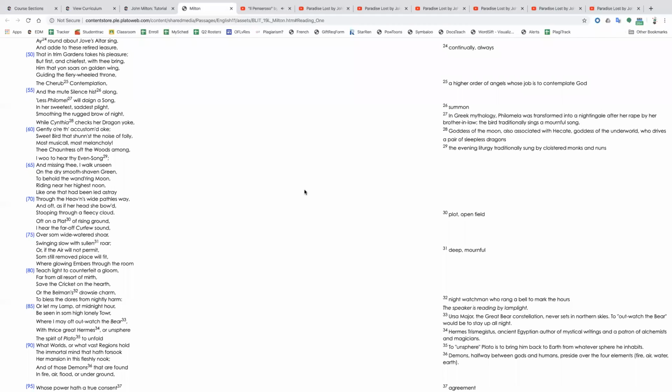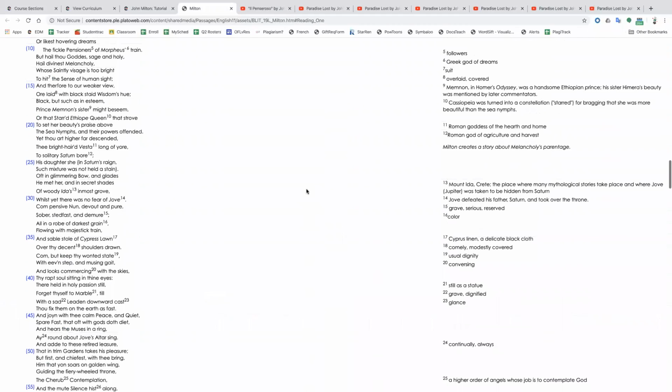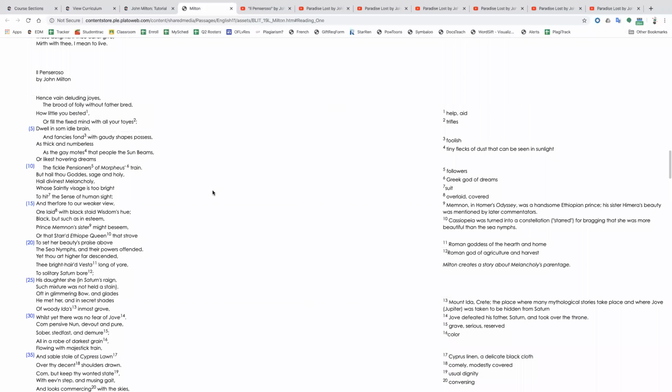Okay, so we can just look at some of the words that we have in here. Right here in the first sentence, "deluding." So this idea of deluded gives you a sense of what's going on. Something's not quite right. The brood of folly. So folly is like mistakes. It's just, dwell in some idle brain. There's gaudy shape.